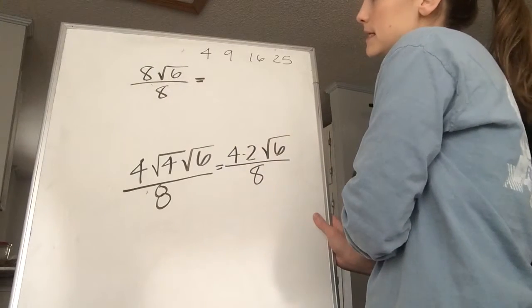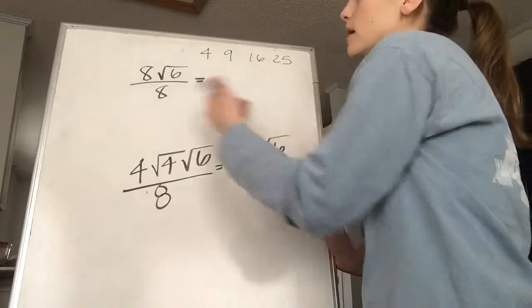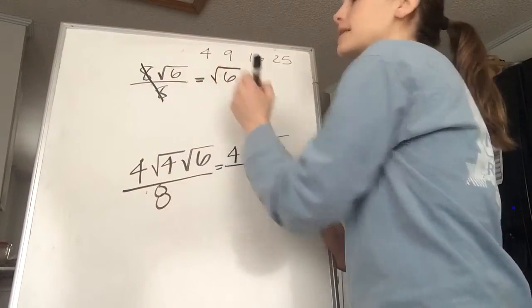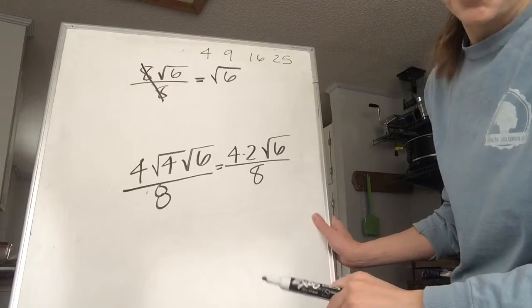Now square root of 6 is simplified as far as it'll go. There's no perfect squares in it. And 8s will cancel out. So we're left with the square root of 6. So that answer is B.